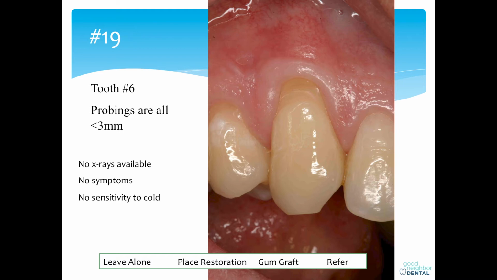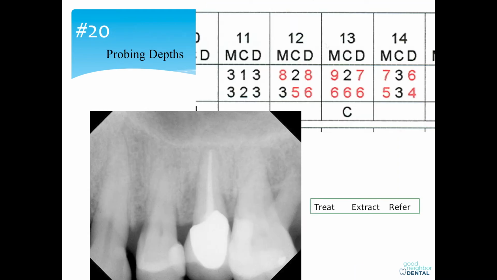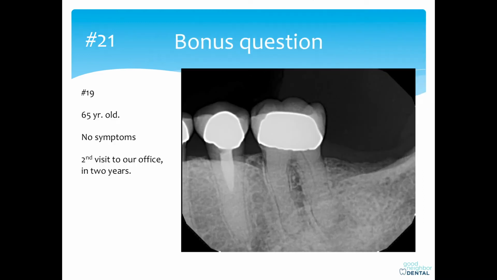Different tooth, same question. Leave it alone, put a filling there, composite resin, do a gum graft, or refer it out for a graft. Hygiene. Your probing depths are right there on the top line. And your bonus question, 65 years old, no symptoms, second visit to our office in 2 years. Just what do you want to do there? I didn't give you choices because I wanted it to come out verbally. What are you going to do for tooth number 19?